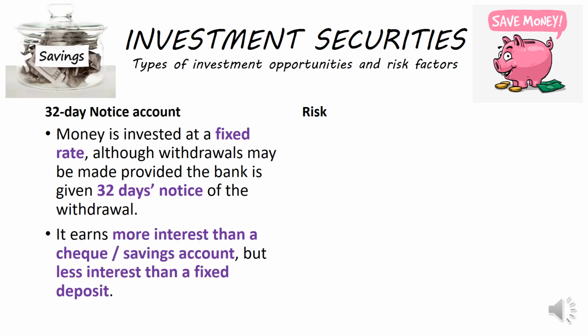Right, now with a 32 days notice account, you earn more interest than a normal check or savings account, okay, but less interest than a fixed deposit because it is more liquid. All right, the minute that the bank knows they're going to have your money for 5 years, they know that period is fixed, they're going to offer you a higher interest rate. With a 32 days notice account, they don't know at any given point in time. You can give them notice that you want your money back.